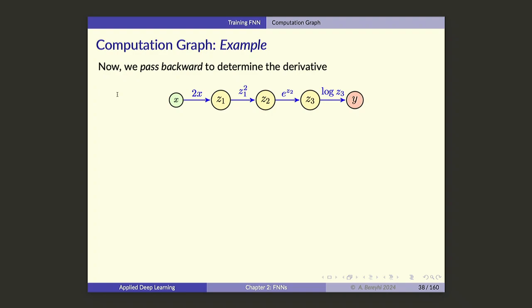Now, if I want to move backward, this guy is going to be 1 over the argument, right? If I want to get from z3 to z2, I'm going to calculate the derivative of z3 with respect to z2, which is going to be the exponential function itself, right?